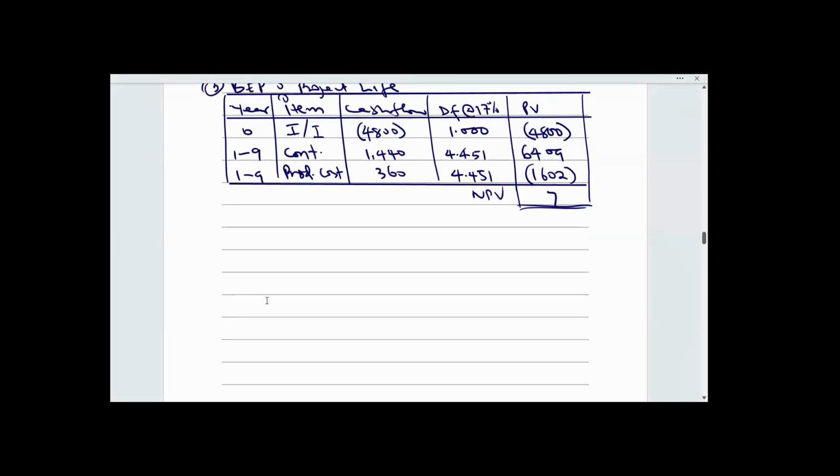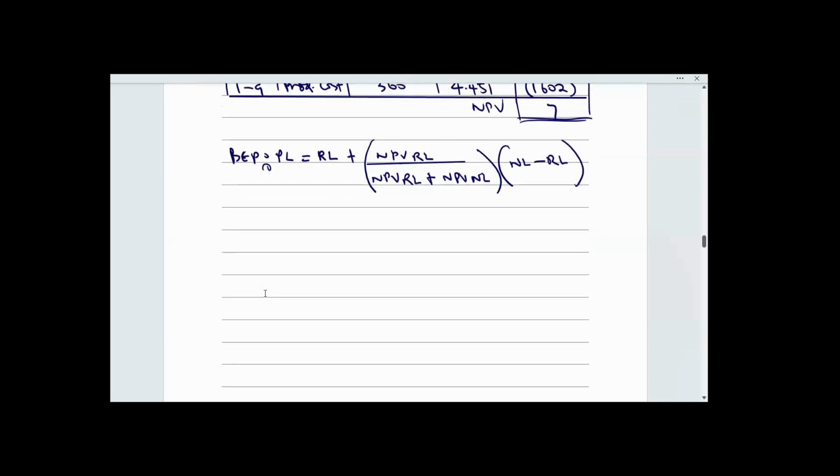All right. Therefore, I will then calculate break-even points of project life, which is computed as the reduced life plus the net present value of the reduced life divided by net present value of reduced life plus net present value of the normal life. All of this multiplied by normal life minus reduced life. All right. So the reduced life is 9 years.